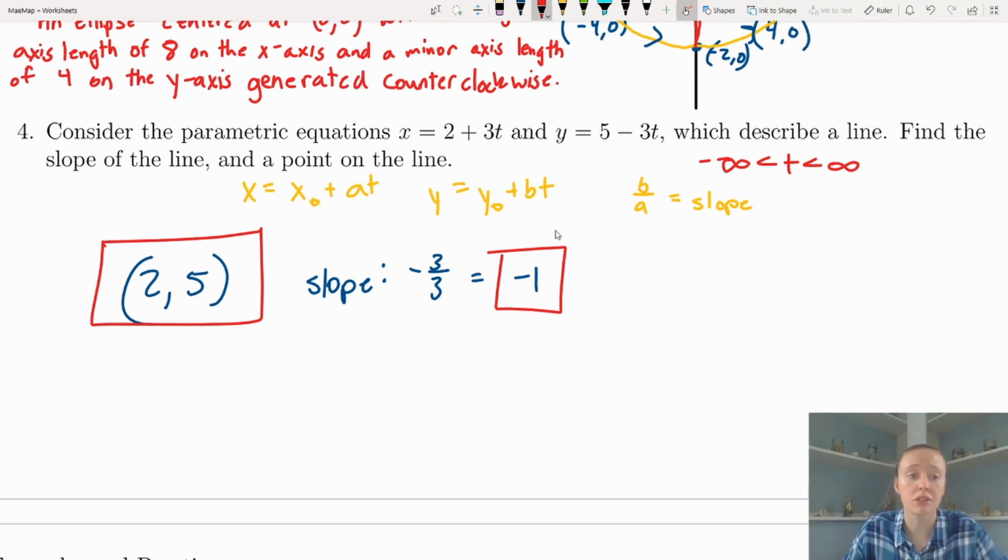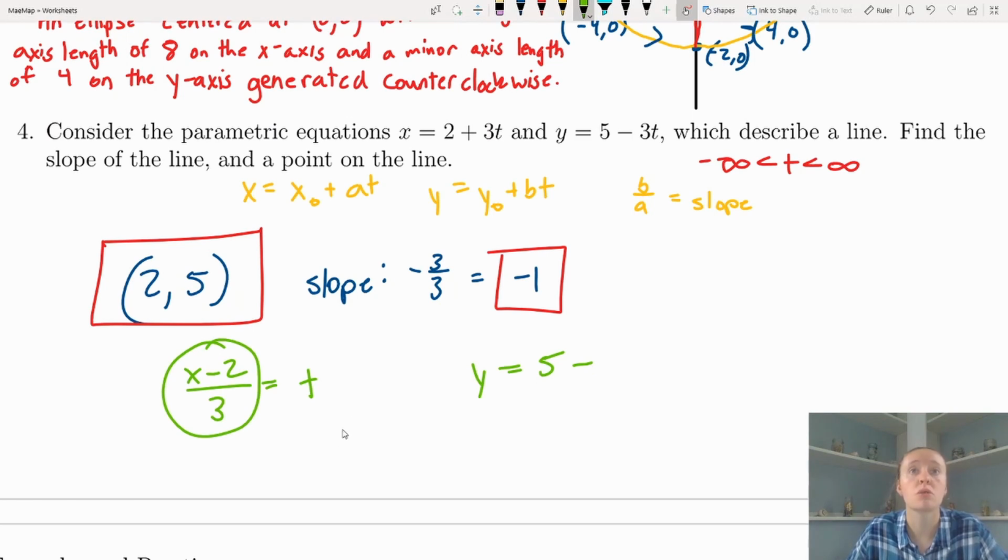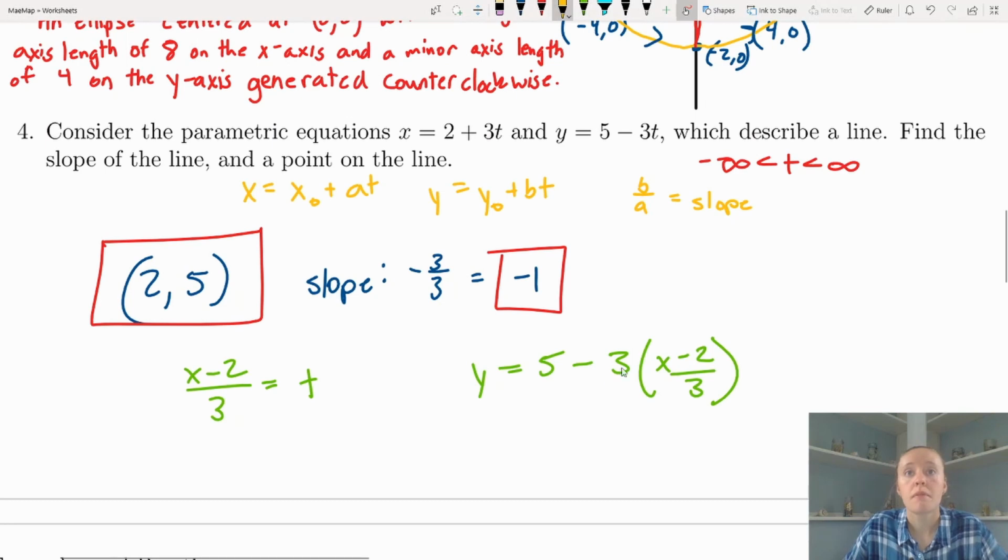If you don't remember this general form of the line, that's okay. You're just going to have to do some extra work, and that would be by eliminating the parameter. So let's do that quickly just as a review. We're going to solve for t, so that becomes x minus 2 over 3 equals t. And all we need to do is plug that t value into our y equation. So y equals 5 minus x minus 2 over 3, and that's all multiplied by 3. So 3 times x minus 2 over 3. Note, my 3's cancel out, so I'll have y equals 5 minus x minus 2.